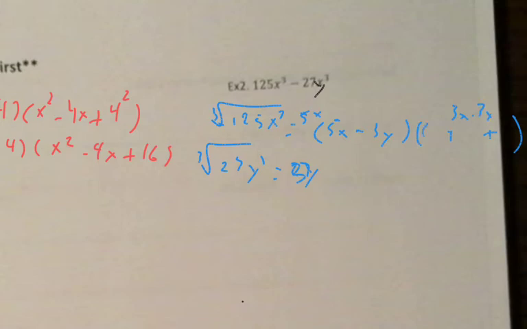We have 5x, the whole thing squared, and we have 3y, the whole thing squared. So let's clean it up. We'll write it down here. We get 5x minus 3y times 25x squared plus 15xy plus 9y squared. Alright, to the next one.